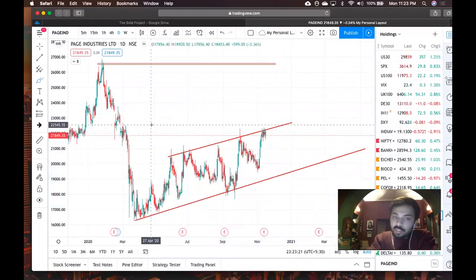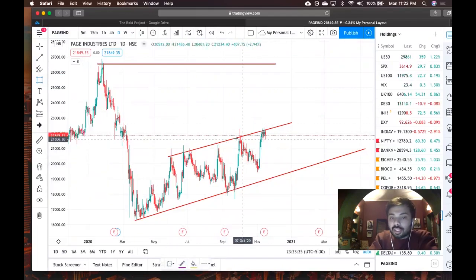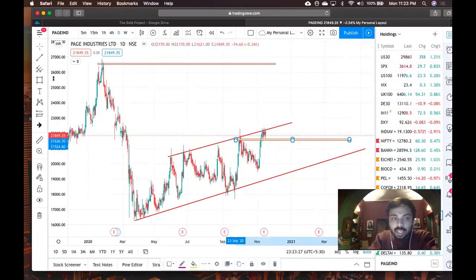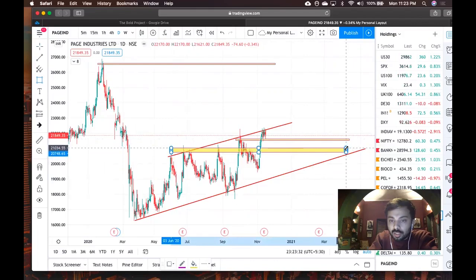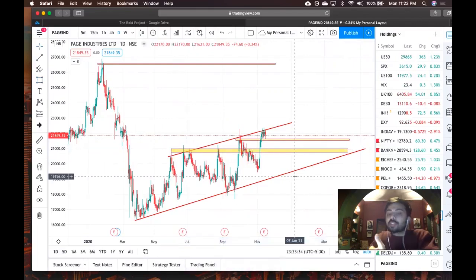Now, since we have done the trend lines, let's try to analyze the horizontal levels also. This is one horizontal level coming in. Another horizontal level, which is very, very prominent, is coming in over here. I hope this is clear. So how can you analyze Page?